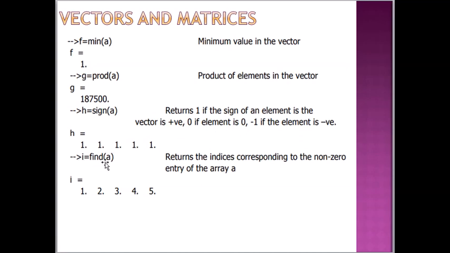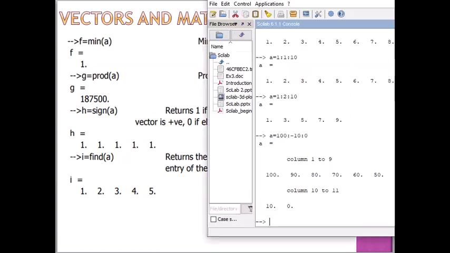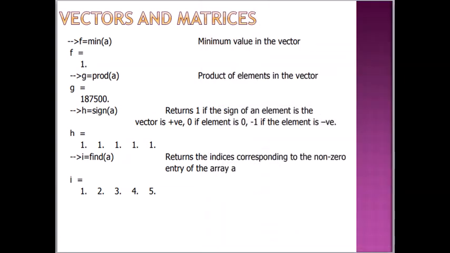I is equal to find A. It returns the indices corresponding to the non-zero entries of an array, I is equal to 1 2 3 up to 4. Is it okay? So we can understand from our hands-on practice. If we practice all the commands more, then we can write them easily.